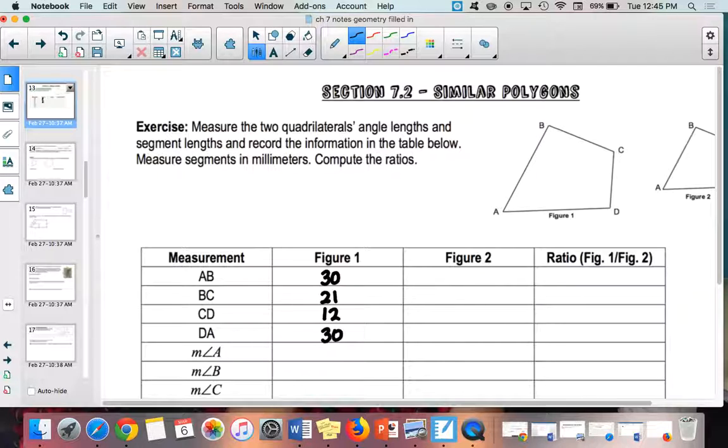So, how about this back table, the table with all the boys? Figure 2, what'd you guys get for AB? 22. And how about BC? 15. CD? Was it tiny? All right, so what did you guys get for the angles? How about measure of angle A?